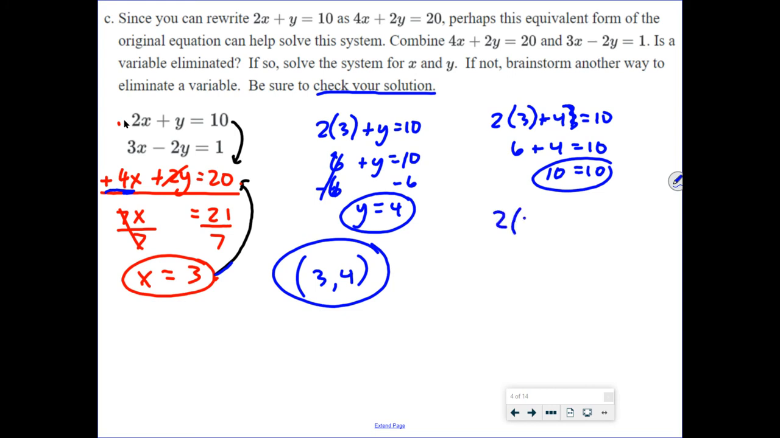3 times 3. Ooh, that's ugly. 3 times 3 minus 2 times 4 equals 1. So 3 times 3 is 9, minus 2 times 4 is 8, equals 1. Yep, 1 equals 1. There. Cool. All right, it worked. Good.